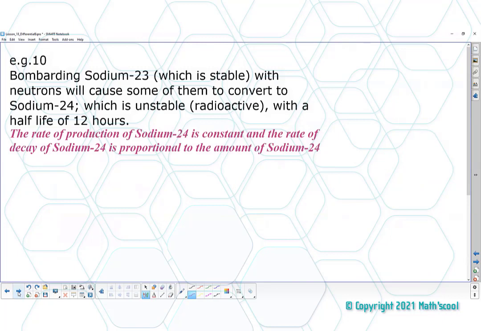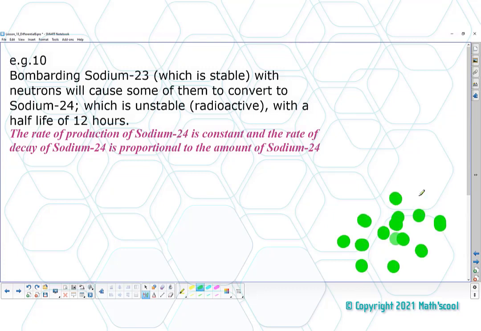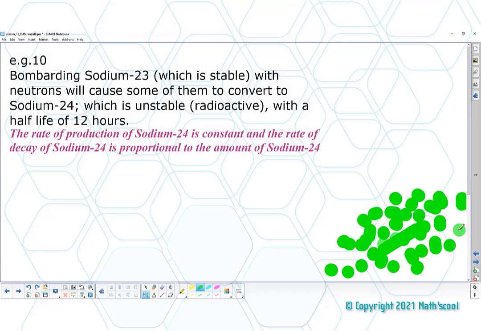Okay. Bombarding sodium-23, which is stable, with neutrons. So this is my sodium-23. I've got loads of it. And I'm now going to bombard it with neutrons. So I'm going to fire neutrons at it. And I'm going to keep firing neutrons at it constantly.